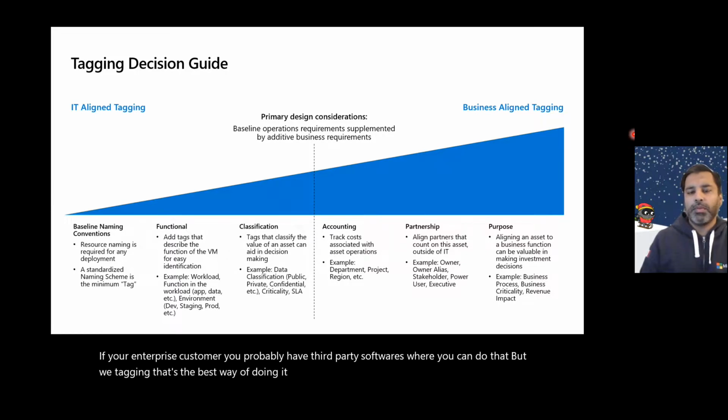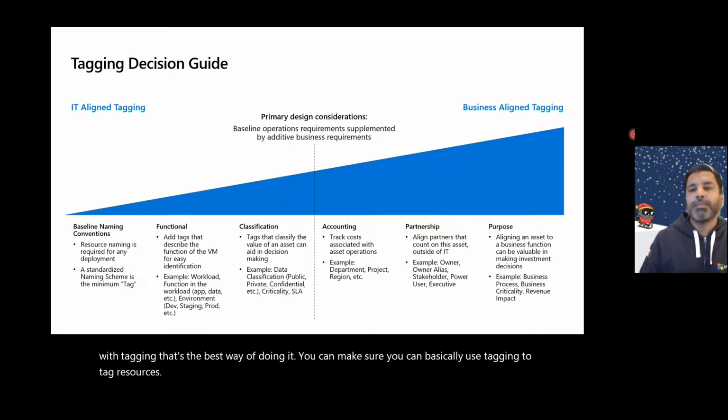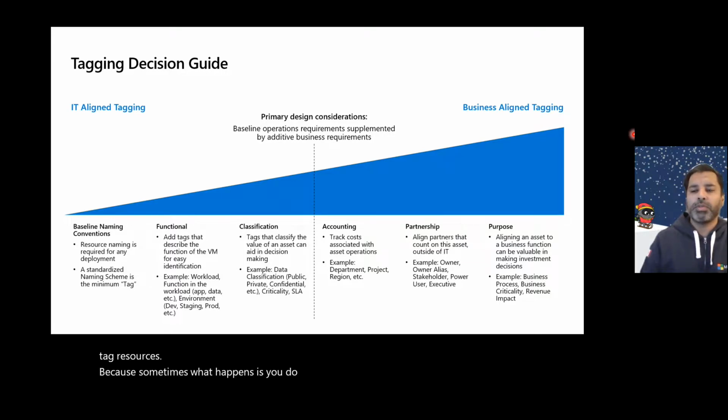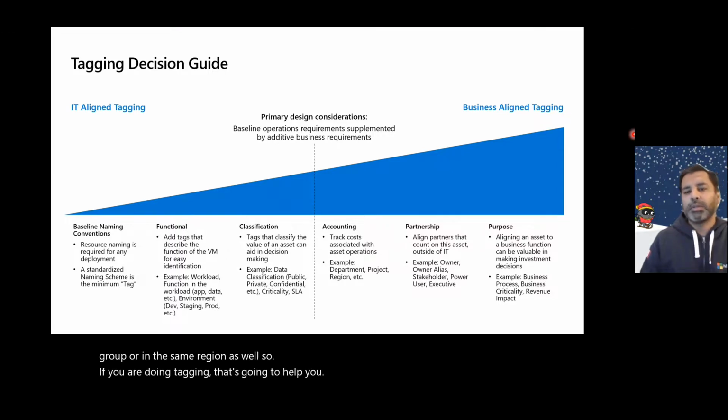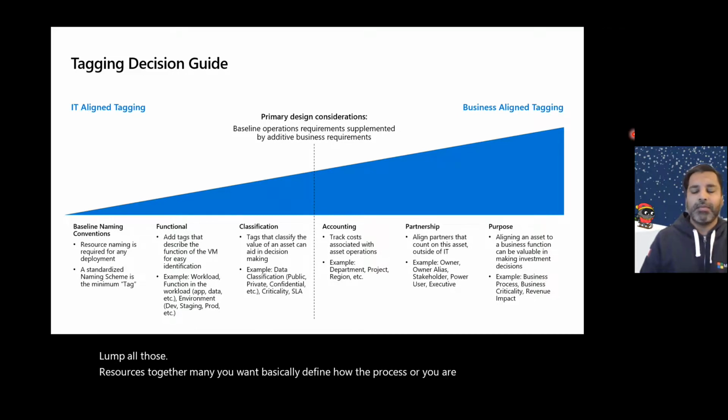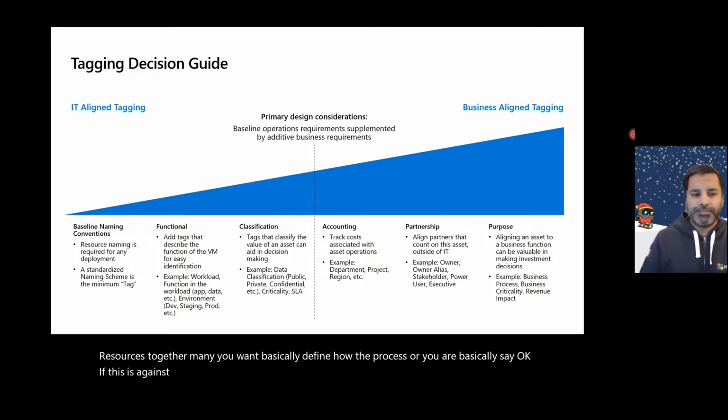You can use tagging to tag resources because sometimes what happens is you do not have all the resources in the same resource group or in the same region as well. So if you are doing tagging, that's going to help you lump all those resources together when you want to define how the process works, or you want to say, okay, this is against a project and whatnot.